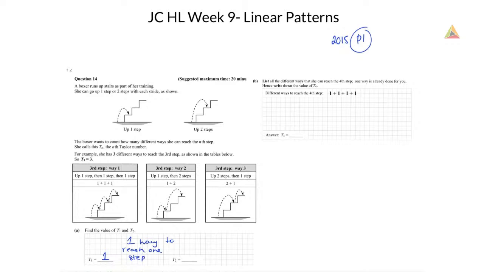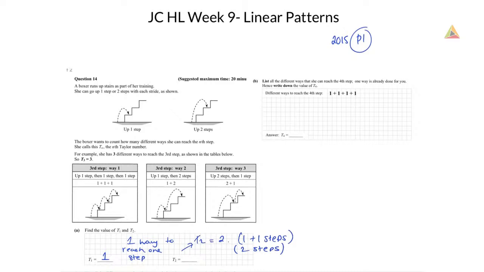Now, if we were to look at T2, how many different ways can she reach the second step? She can either climb 1 step and then 1 step, or she could climb 2 steps together. So there are 2 ways. T2 is equal to 2. So the ways that you have are 1 plus 1 steps, or 2 steps at a time.